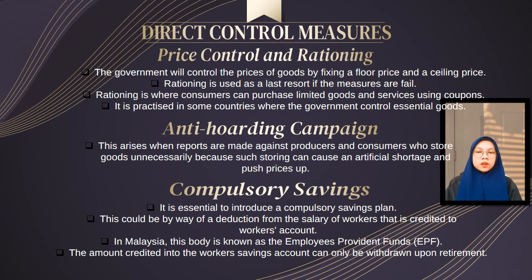Lastly, direct control measures. First, price control and rationing. The government will control the prices of goods by fixing a floor price and a ceiling price. Rationing is used as a last resort if the measures fail. Rationing is where consumers can purchase limited goods and services using coupons. It is practiced in some countries where the government controls essential goods.